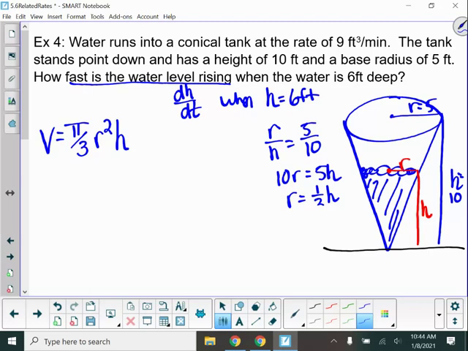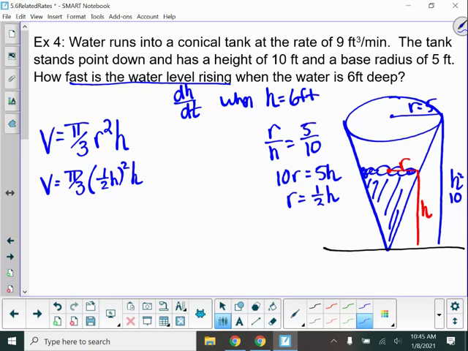And again, the reason we have to do this is because radius is not referenced anywhere as far as the rate and how it's changing. And the radius also isn't fixed. The radius is going to be changing as this cone gets fuller and fuller. So I'm going to replace the r with the 1/2 h.